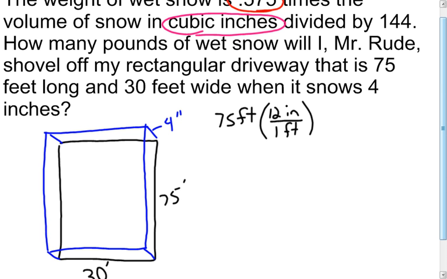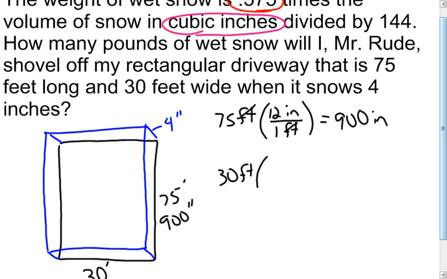So then when I multiply it by 75, I'm going to have an equivalent number. It's going to be a different number, but the labels are different. That's why they'll be equivalent. So my feet here and my feet here divide out. And now all I have to do is take 75 and multiply it by 12. And I find out that that's 900 inches long. So my driveway, instead of looking at it in terms of 75 feet, I can look at it in terms of 900 inches. I'm going to do the same thing with the 30.